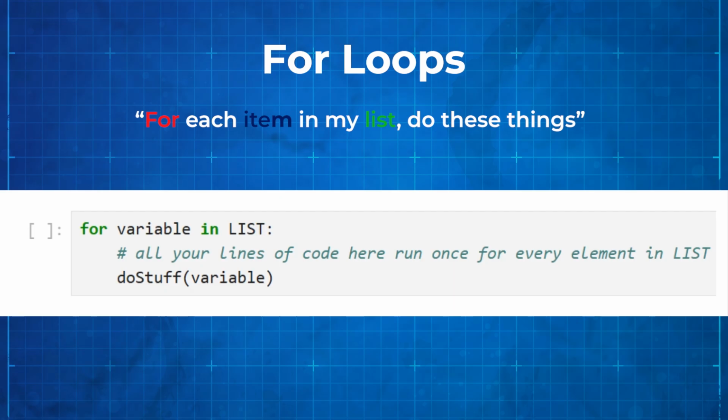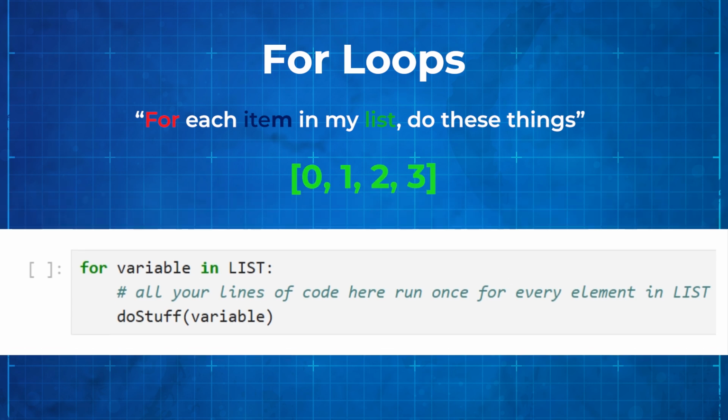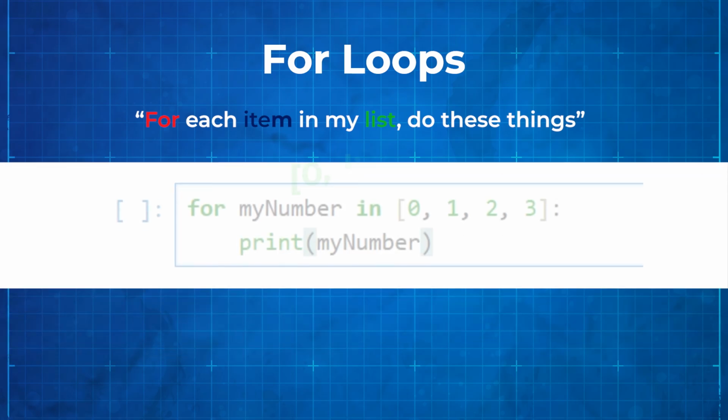times. In MicroPython, a for loop takes a list of values and performs the lines of code inside the for loop once for each element in the list. So, if we passed this list of numbers into the for loop, it would run the line of code in the for loop 4 times, once for each number in our list. Let me show you what I mean.